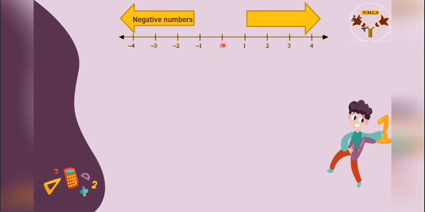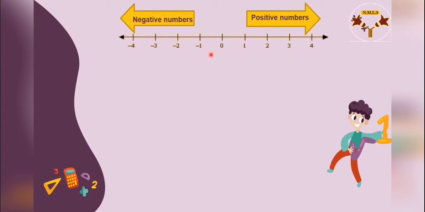The negative numbers are just a mirror image of the numbers on the right side of the number line, which we call the positive numbers. So the numbers on the right side are called the positive numbers. The numbers on the left side are called the negative numbers. And negative numbers are just a mirror image of the positive numbers.